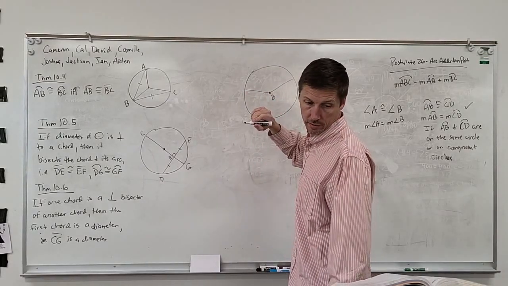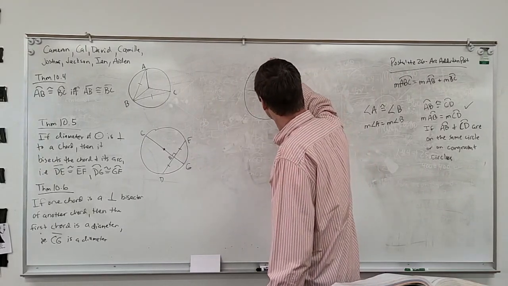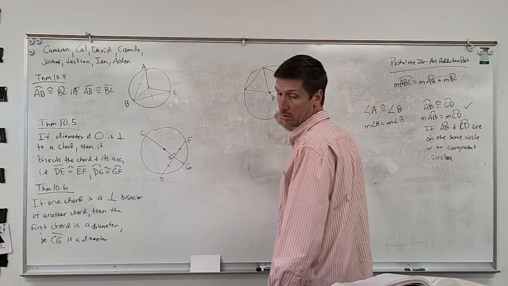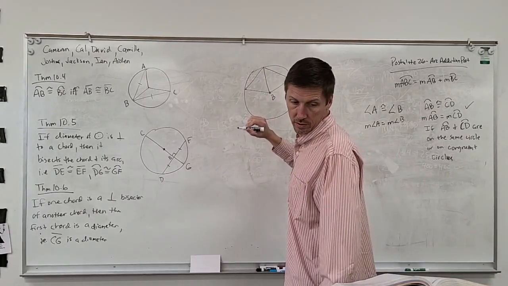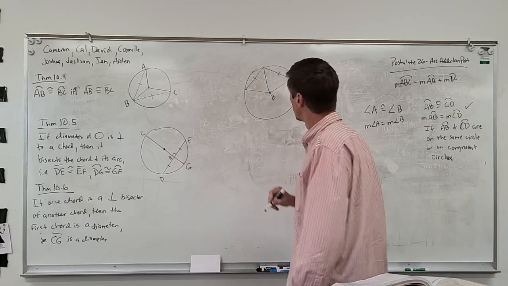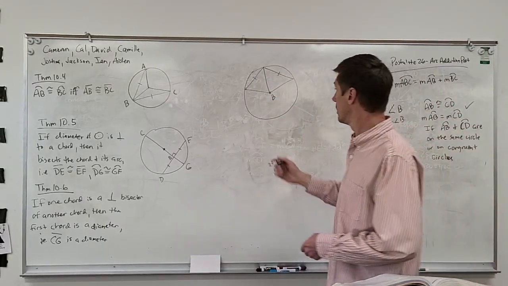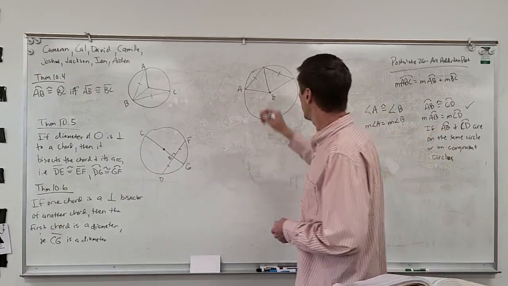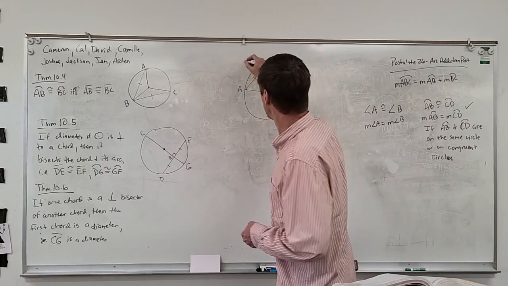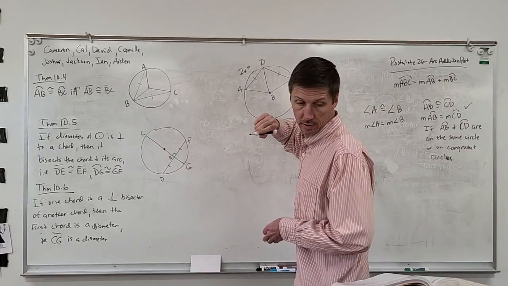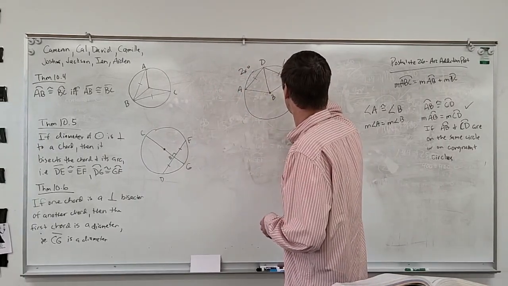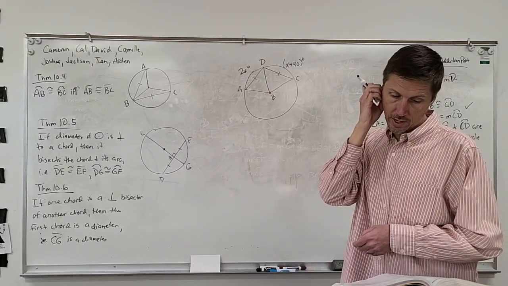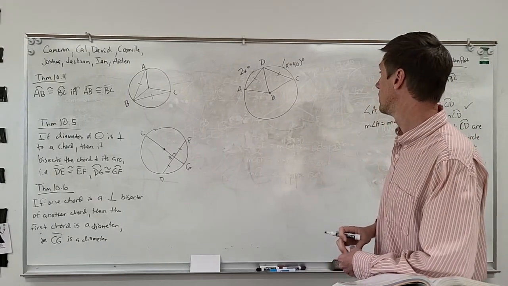Something looks like that. And then we've got this, and that. And we're told that these are the same length by having the little slash through the line segment there. And then we're told that this is 2x degrees and that this is x plus 40 degrees. And we're asked to find the value of x.